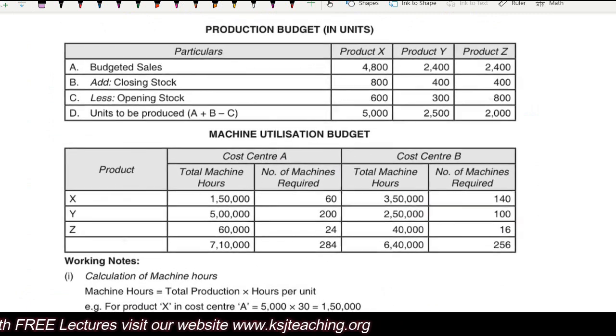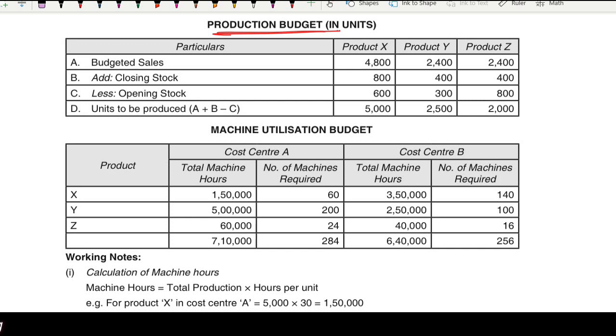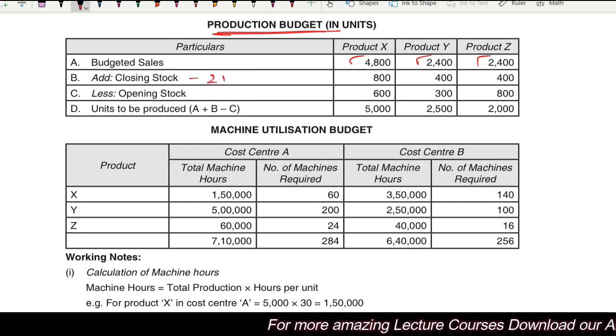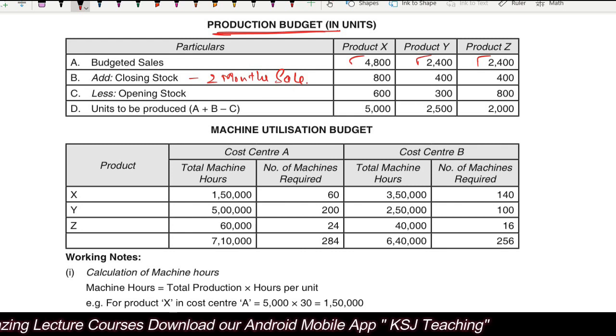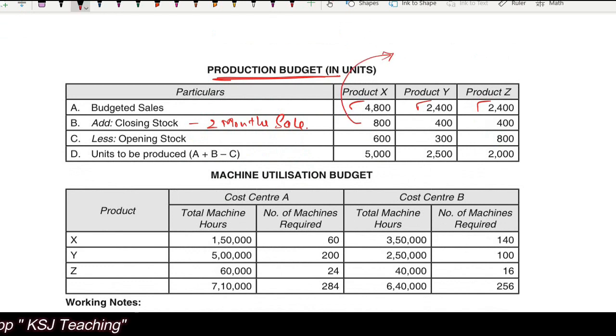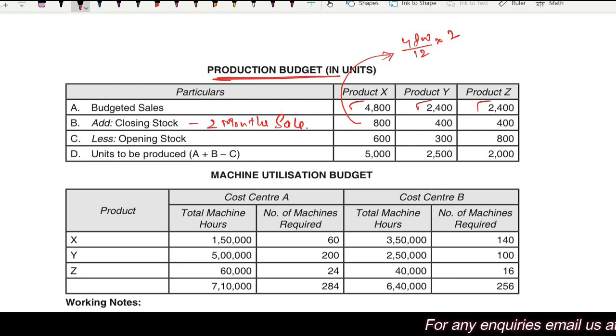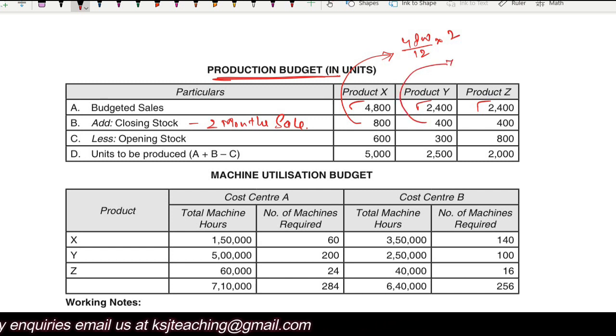Let's see. So production budget in units. First we are deciding upon the production in units. For the three products, what is the budgeted sales? 4800, 2400, and 2400. Closing stock is equivalent to 2 months sale. So for 12 months, it is 4800. So what will be for 2 months, right? This will be 4800 divided by 12 multiplied by 2. Right, so it is 4800 divided by 6. Yes, correct.